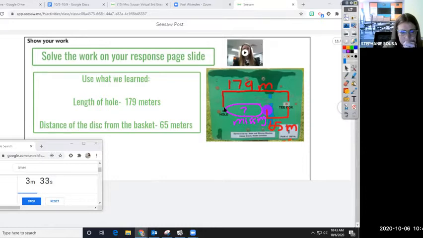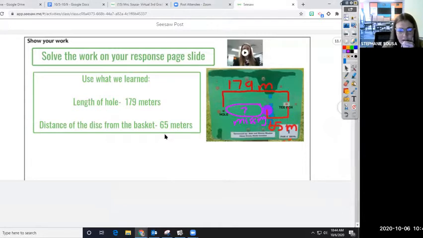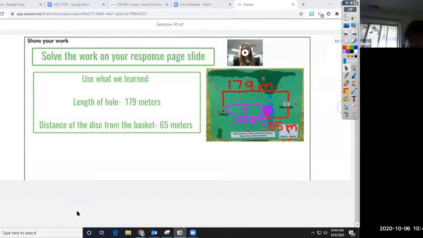What problem are we doing? You are working on the page that says show your work, and you're using the information that we learned yesterday. Yesterday we stopped right after we learned the whole hole is 179 meters long and he is 65 meters away from the basket. You're figuring out if he still has 65 meters to go, how many meters did he already throw? You're figuring that out using math.